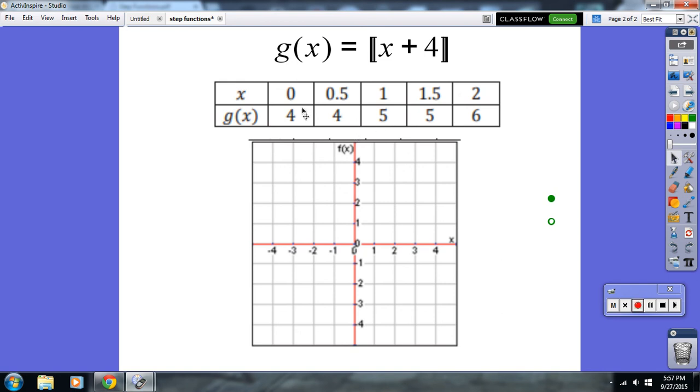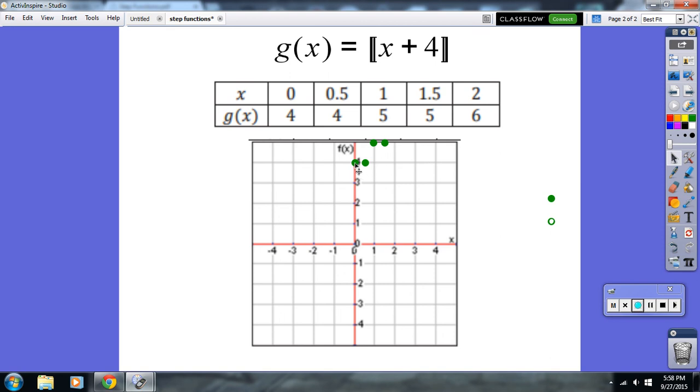And so this kind of gives me an idea of what my steps will look like. And so I'm going to start plotting some points. 0, 4, plot that one. And then 0.5, 4, and then at 1 it jumps up to 5, and then at 1.5 we have 5 again. And it's just going to continue. And of course, when I get to 2, I have 6, that runs off the graph I have here.